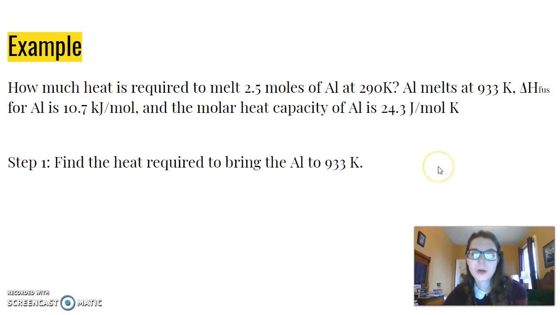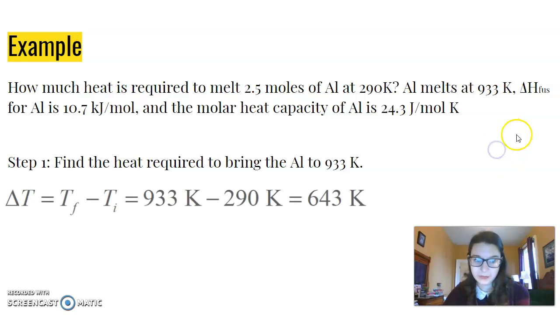So step 1, we need to find the heat that's required to change the temperature of the aluminum to 933 Kelvin. Our starting temperature is 290 Kelvin, and our final temperature, where it's going to actually start to melt, is 933 Kelvin. To do that, we find the change in temperature, final minus initial, which is equal to 643 Kelvin.